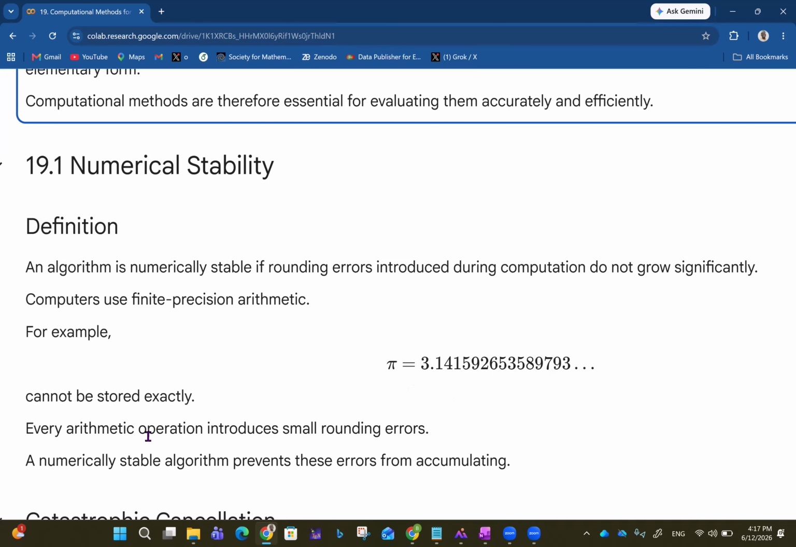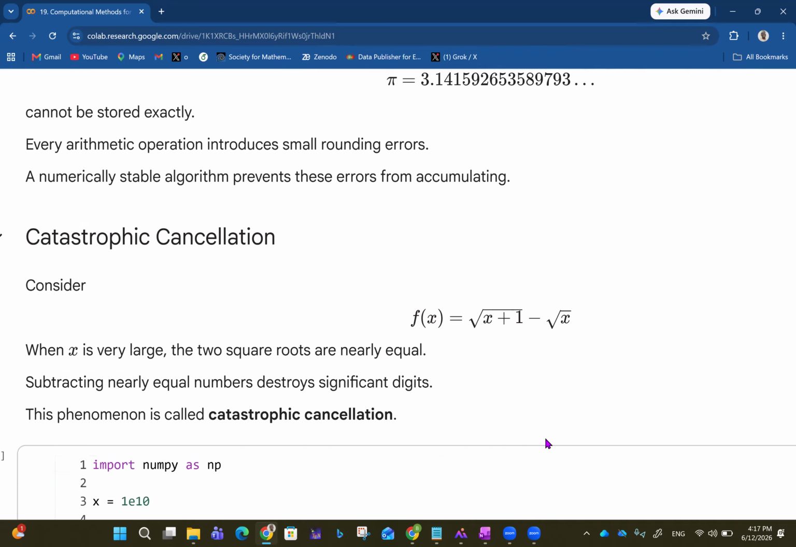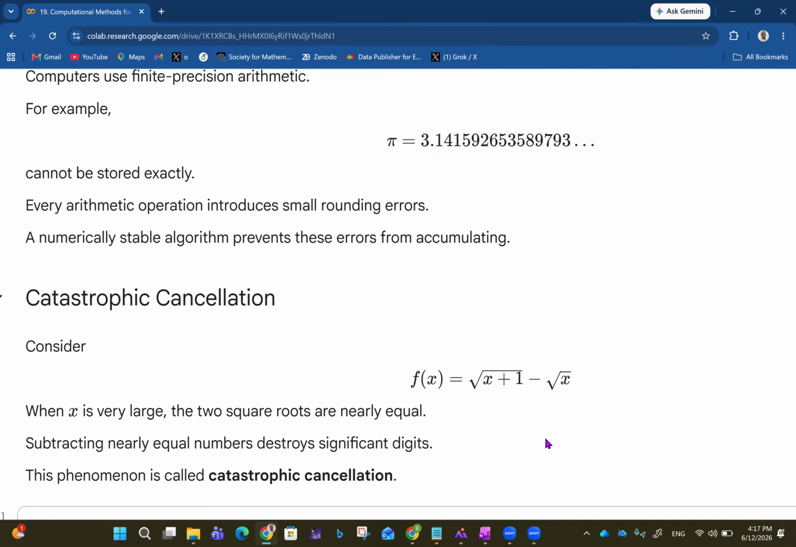So every arithmetic operation introduces small rounding errors. A numerically stable algorithm prevents these errors from accumulating. To say a system is stable doesn't mean that there are no errors, but the errors do not grow out of hand. That's when you say an algorithm is numerically stable.